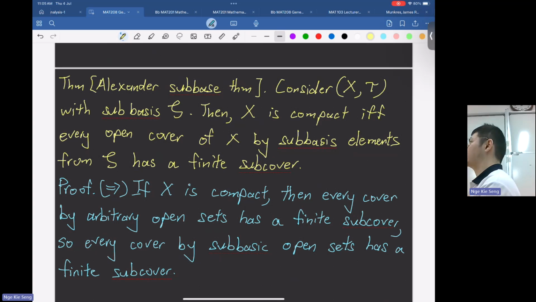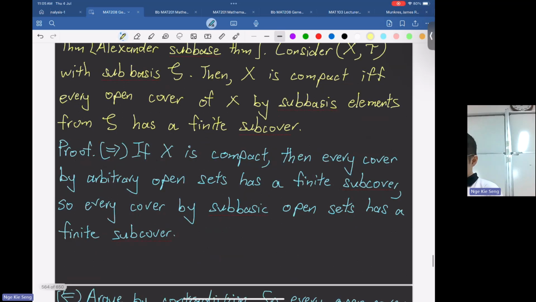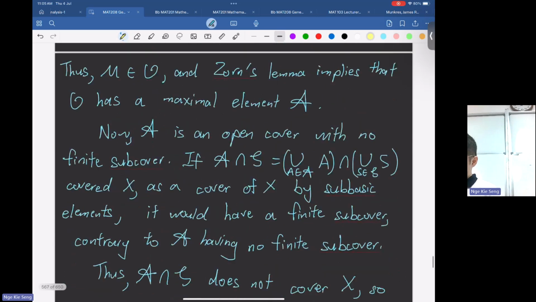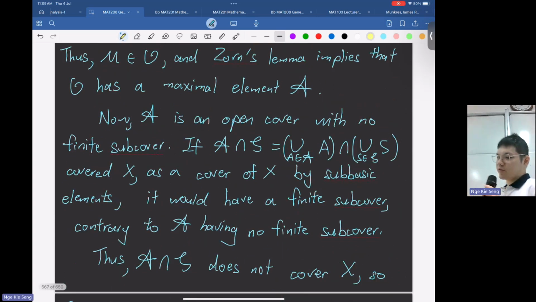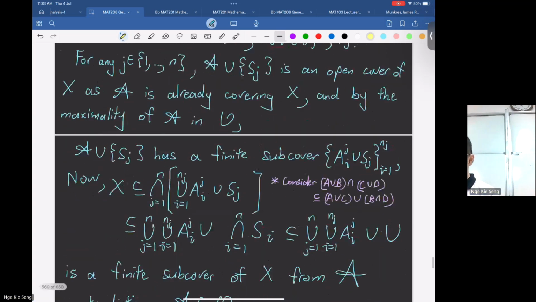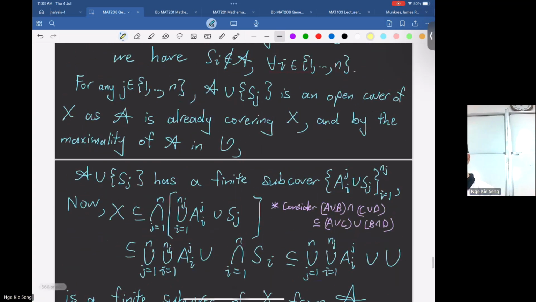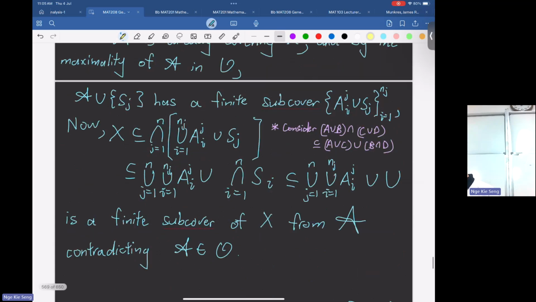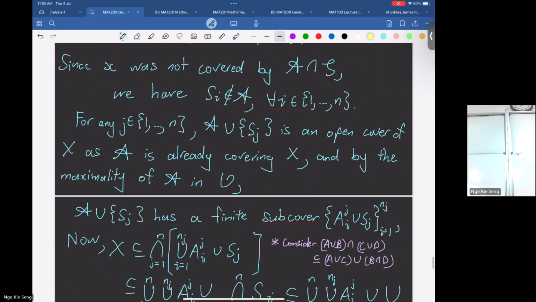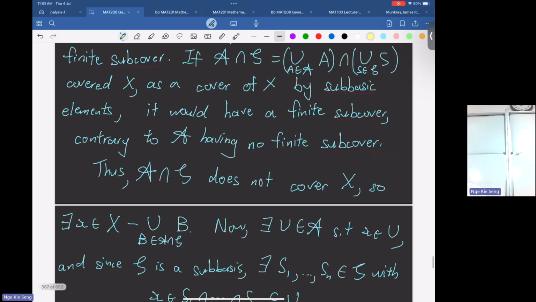Okay, we use Zorn's lemma in this proof here, and it argued that in the end we prove that the collection of open covers that have no finite subcover should have a maximal element. And then we try to argue that this maximal element actually has a finite subcover. How do we argue that?